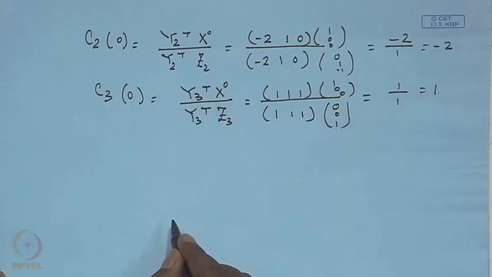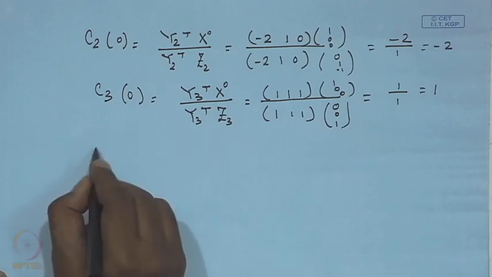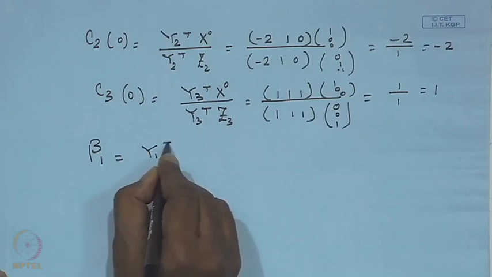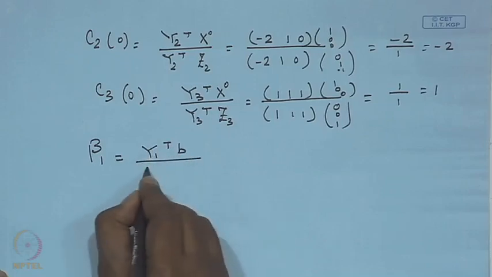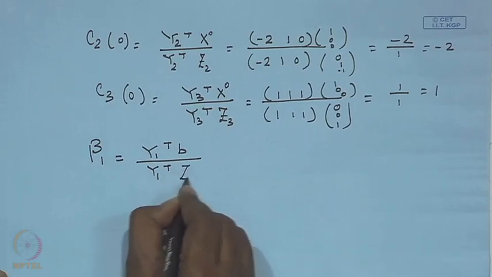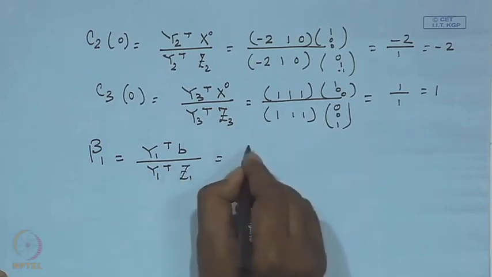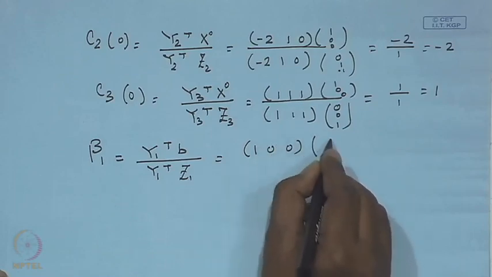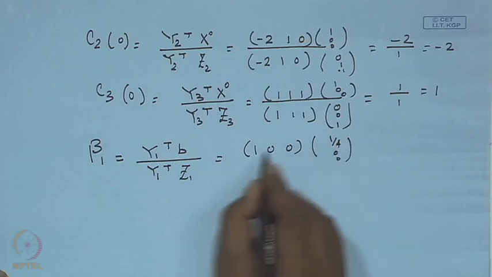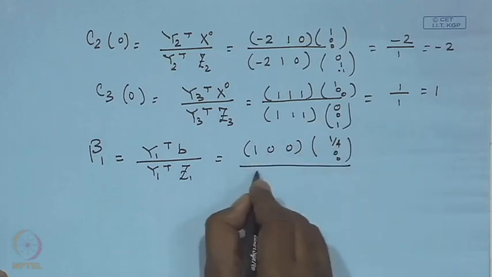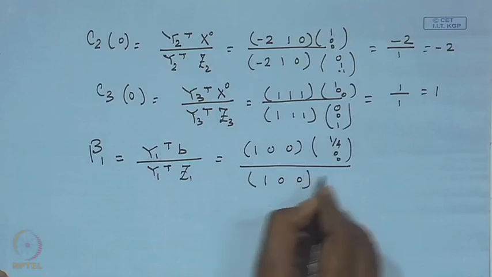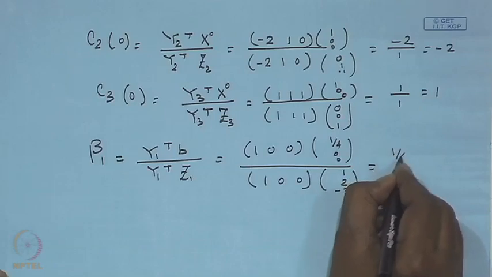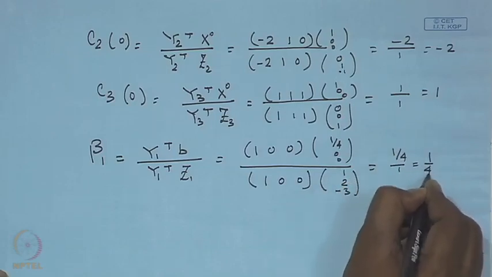Now you are in a position to evaluate the coefficient beta_1. So, beta_1 becomes y_1 transpose times b divided by y_1 transpose times z_1. This will be [1, 0, 0], that is y_1 transpose, times b, which is [1/4, 0, 0], divided by [1, 0, 0] times [1, 2, -3]. So, this becomes 1/4 divided by 1, which is 1/4.